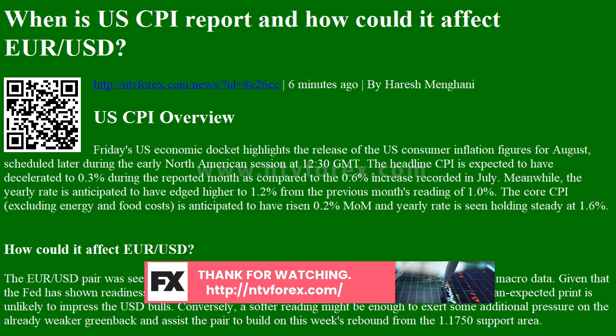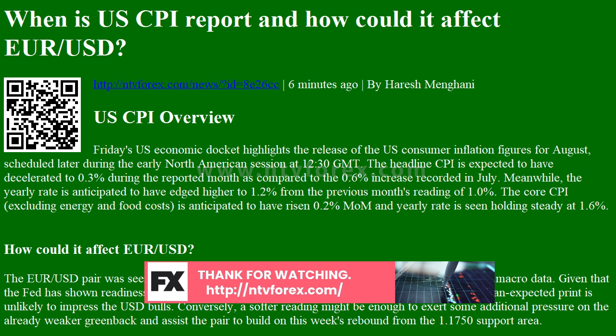How could it affect EUR/USD? The EUR/USD pair was seen hovering near daily tops, above mid 1.1800s ahead of the important macro data. Given that the Fed has shown readiness to allow inflation to overshoot the 2% target for some time, a hotter than expected print is unlikely to impress the USD bulls.